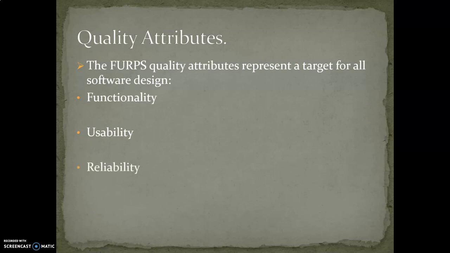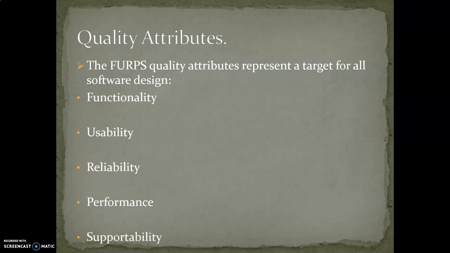Then we have the third one, reliability, which is evaluated by measuring the frequency and severity of failure, the accuracy of output results, the mean time to failure, the ability to recover from failure, and the predictability of the program. So the software always needs to be predictable, so that we know what happens next. A fourth one is performance, which is measured by considering processing speed, response time, resource consumption, throughput, efficiency, etc.